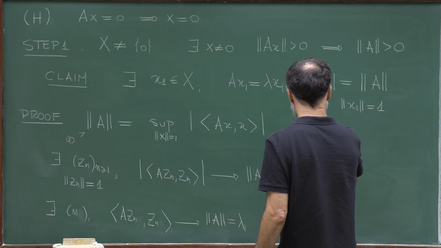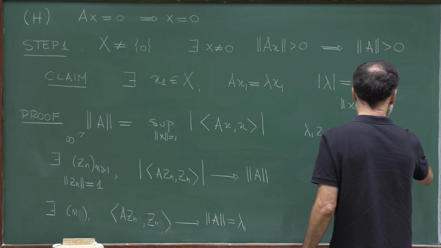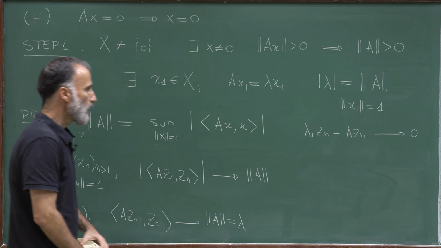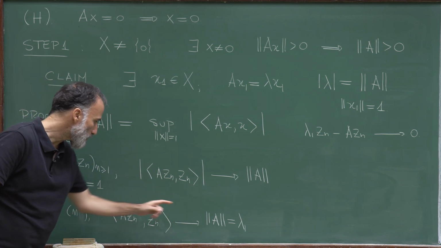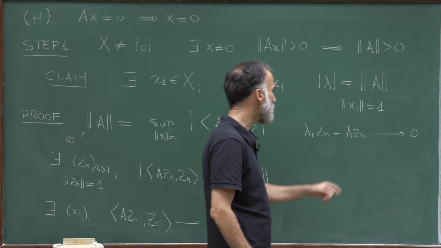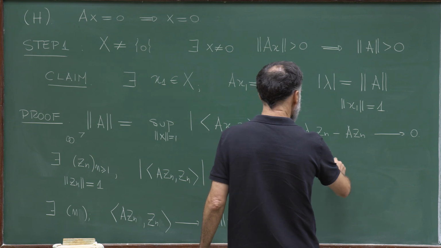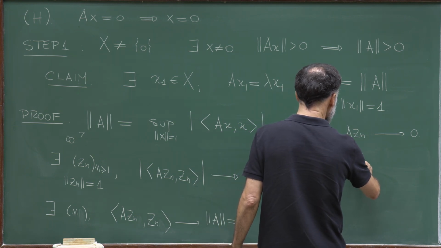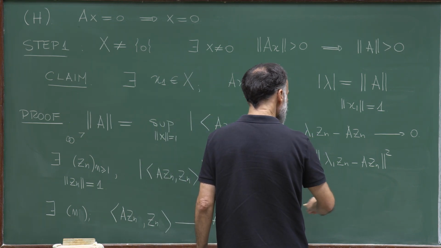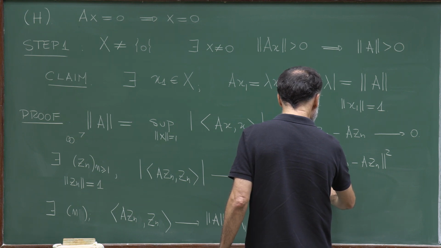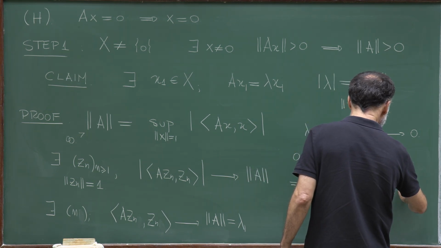Now, what I claim is that lambda 1 zn minus Azn is converging to 0. I'll prove this claim. What I know is that the scalar product of Azn with zn is converging to lambda 1, and now what I want to show is that lambda 1 zn minus Azn is converging to 0. Why is that so? Well, 0 is of course less than or equal to the norm square of lambda 1 zn minus Azn. But this is equal to the scalar product of this expression with itself. So this is the scalar product of lambda 1 zn minus Azn with lambda 1 zn minus Azn.